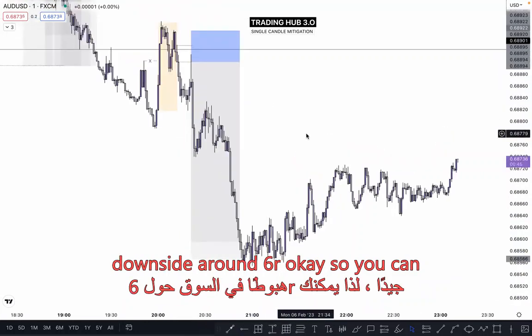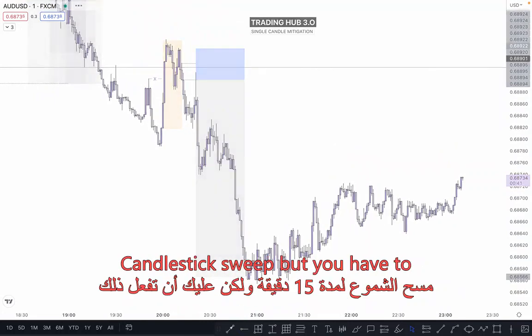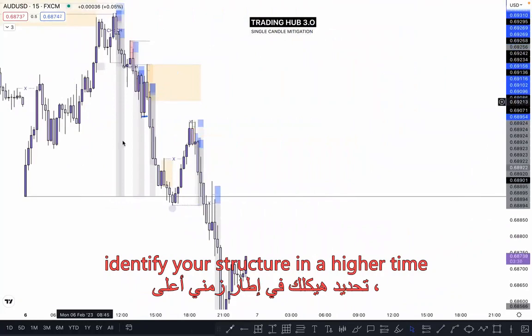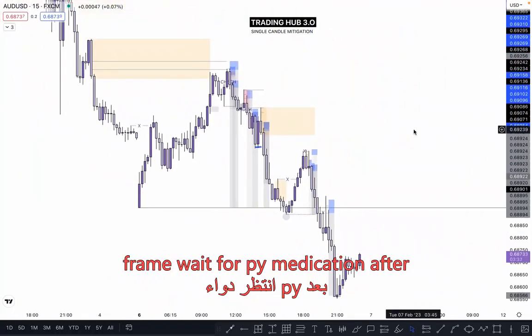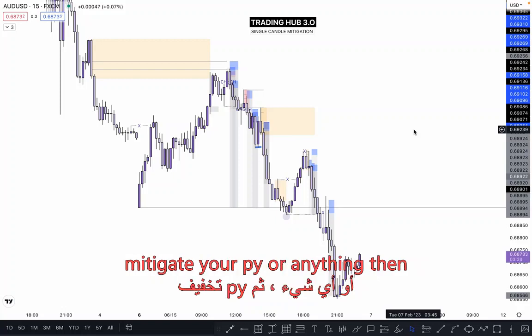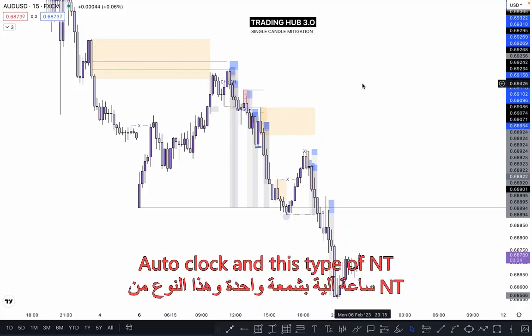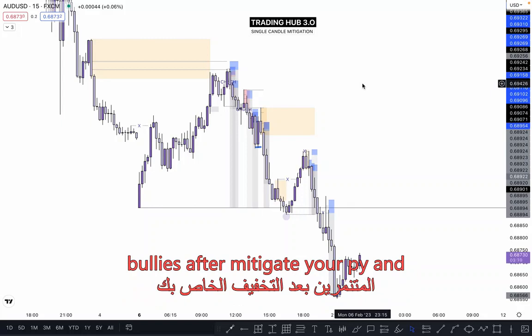Okay, so you can simply trade based on the 15-minute candlestick sweep, but you have to remember one more thing. You have to identify your structure in a higher time frame, and wait for PUI mitigation after taking out the inducement. Once price mitigates your PUI or anything, then definitely you can apply single candle order block, and this type of entry is applicable when the market is bearish or bullish after mitigating your PUI.